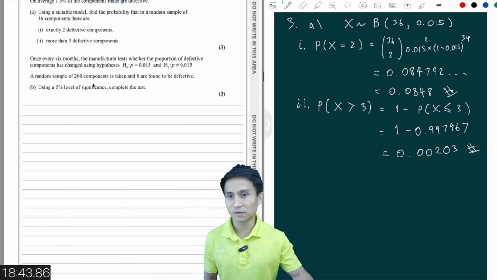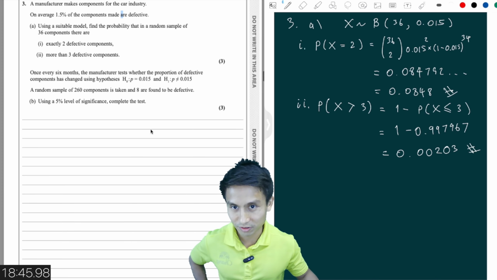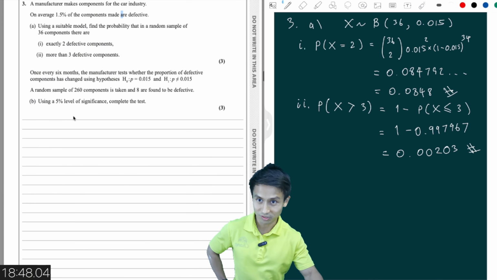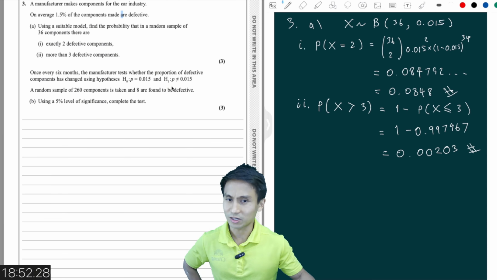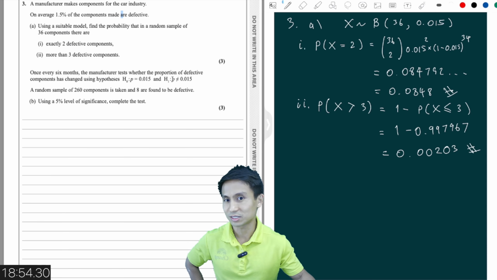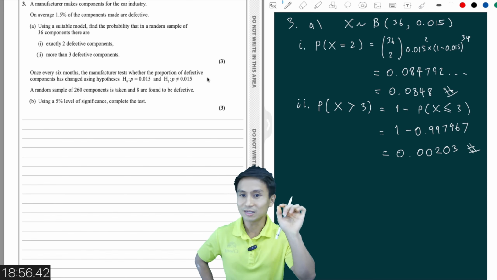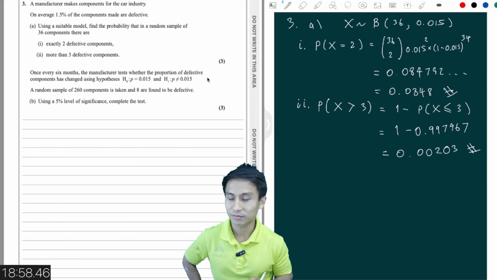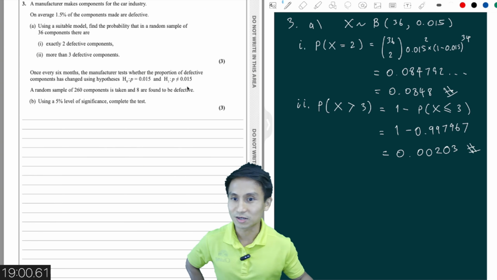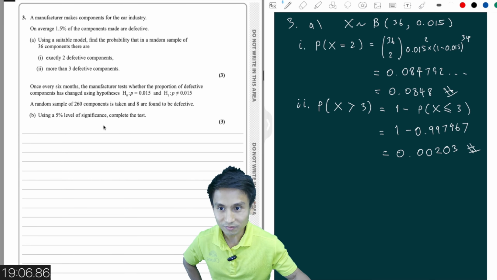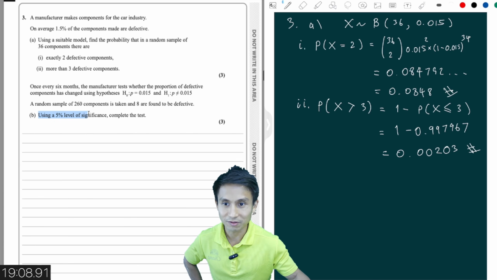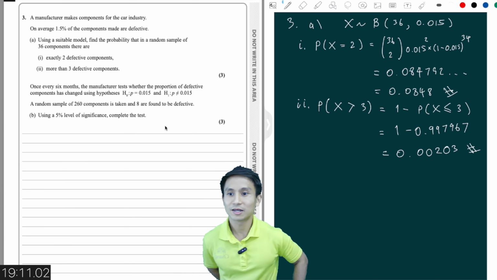Once every 6 months, the manufacturer tests whether the proportion of defective components has changed using hypotheses H0 being that, H alternative being that. So this is not equal to, meaning it is a two-tailed hypothesis testing. A random sample of 260 components is taken and 8 are found to be defective. Using 5% level of significance, complete the test.